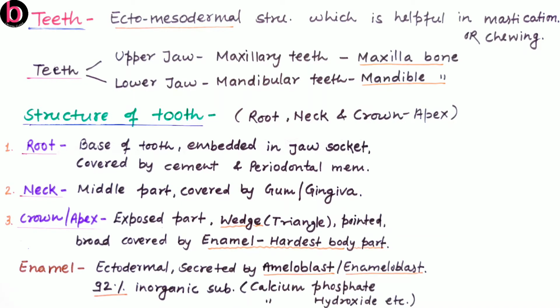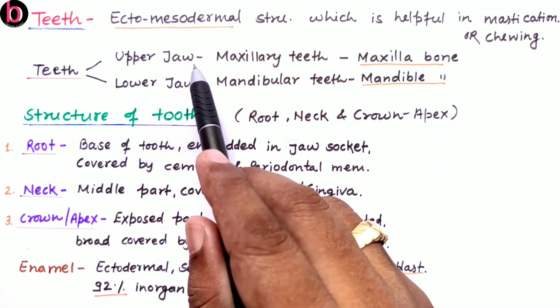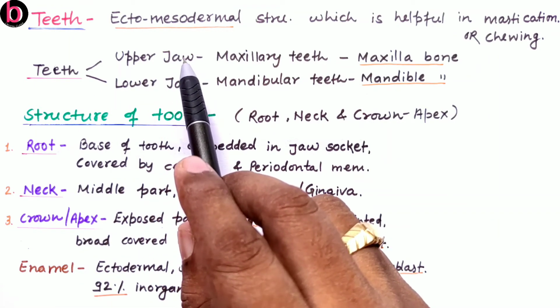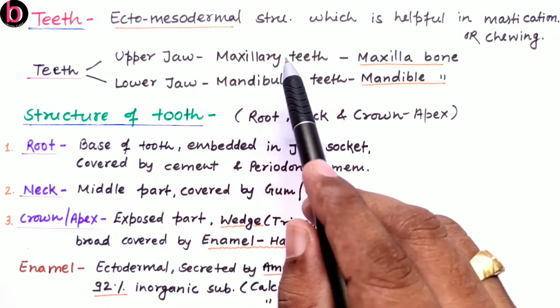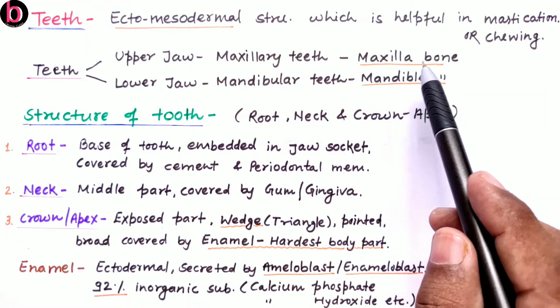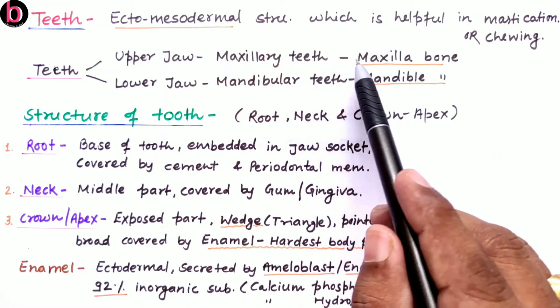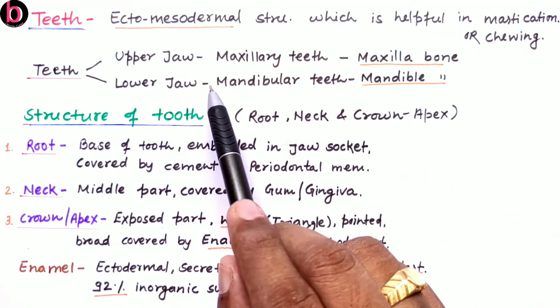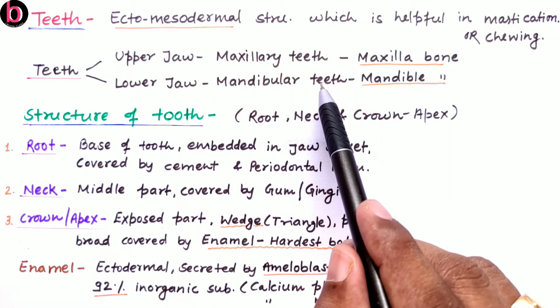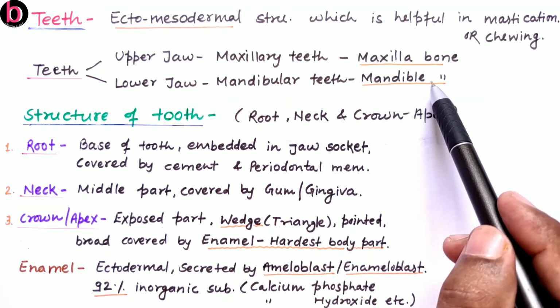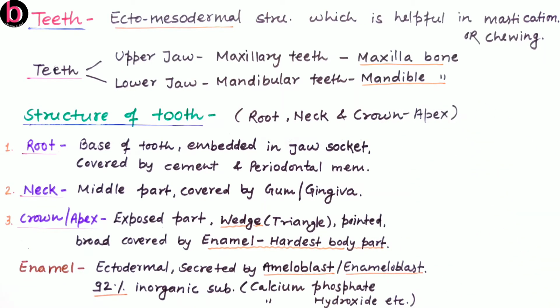We can broadly categorize teeth into two parts on the basis of where they are connected inside our mouth. Teeth connected with the upper jaw are known as maxillary teeth. Why? Because the upper jaw is formed by the maxilla bone. Same for the lower jaw: teeth connected with the lower jaw are known as mandibular teeth, because the lower jaw is made by the mandible bones.